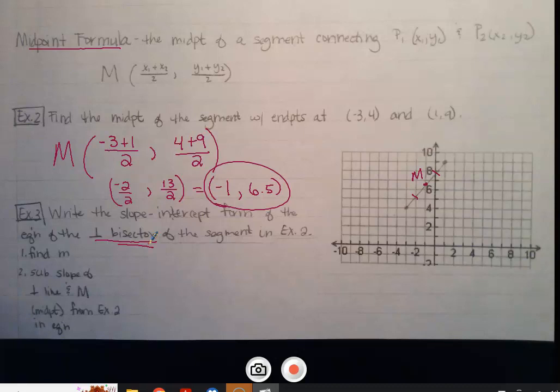Okay, so we want to write the slope-intercept form of the equation of the perpendicular bisector. Now we know it's in the middle, so we can use that point, (-1, 6.5), as one point of the bisector. But we also know it's perpendicular, so we can use that to help us find the slope. Because we know there's a special relationship between perpendicular lines. The negative inverse. Yes, or the opposite inverse. Okay, so to do that, we need to find m of the line we're given.